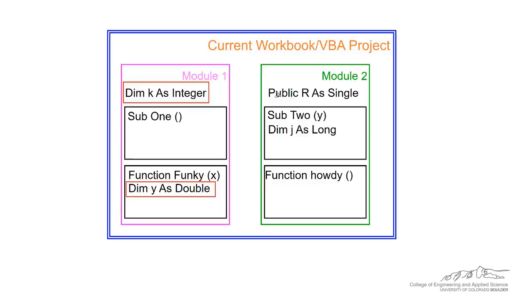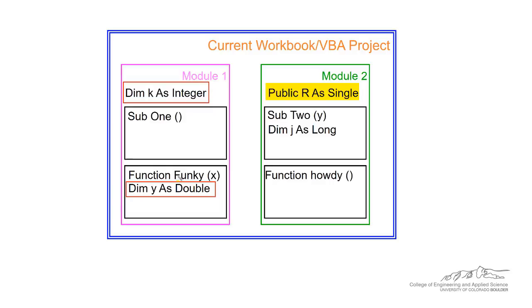It's not going to be seen anywhere else. We've got this Public R. If you make it public, then it's available to anything in the workbook, not just in Module 2, so we wouldn't have to redim it in any of these modules. J here is only in Sub 2. And when you're making functions, the argument of the function is just local to that function.